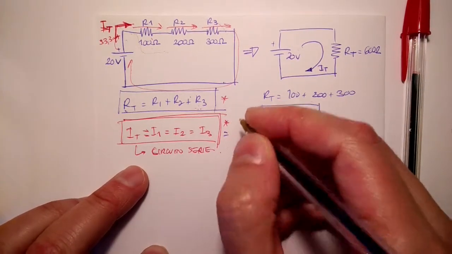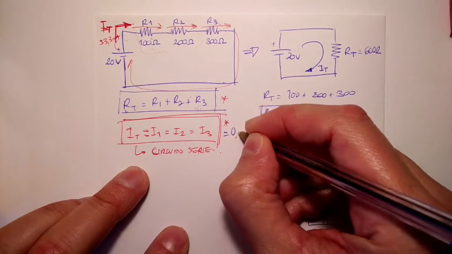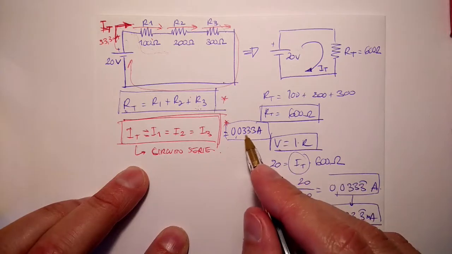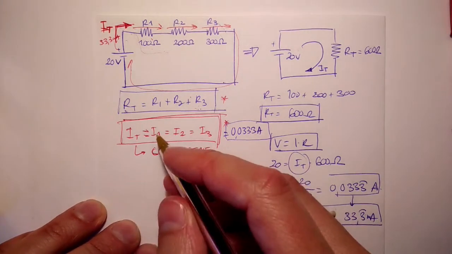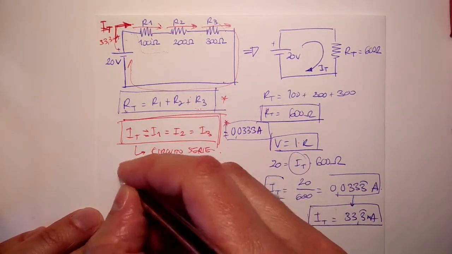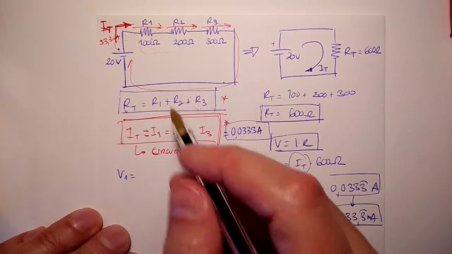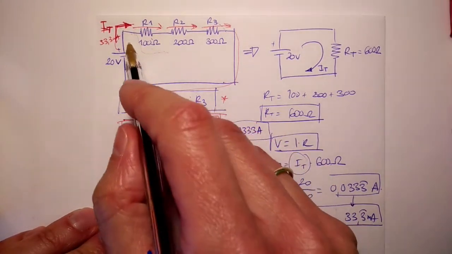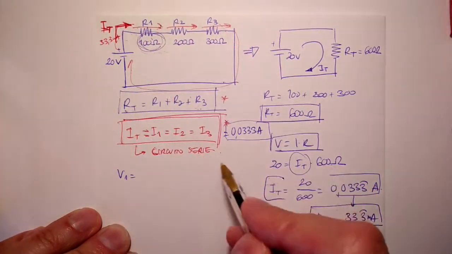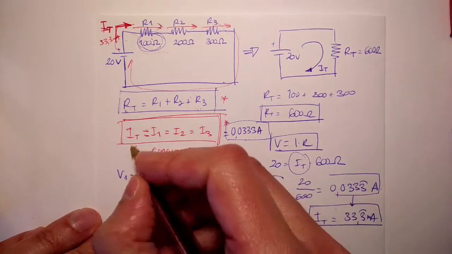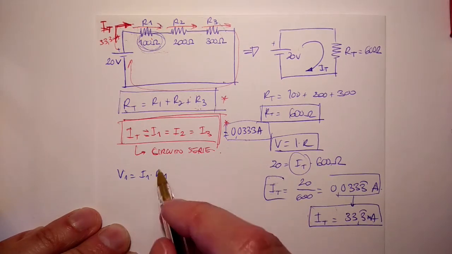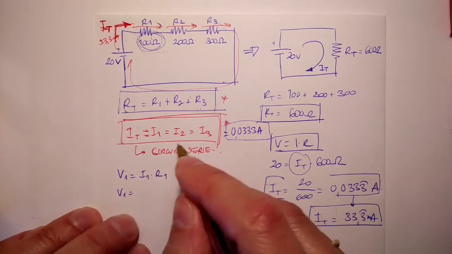Okay, so I know that total currents I1, I2, and I3 are equal, and in this case, they would be equal to 0.0333 amperes, or 33.3 milliamperes, which are equivalent. In the exercise, they can also ask, what is the voltage of resistance R1? We know the value of the resistance of R1. It's 100 ohms.